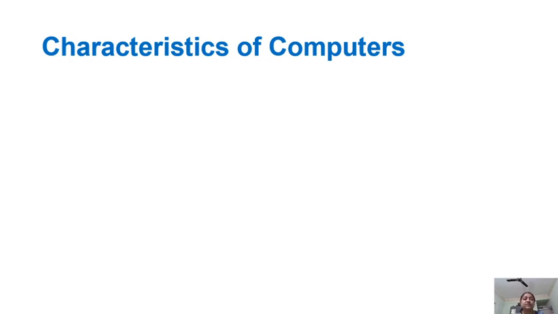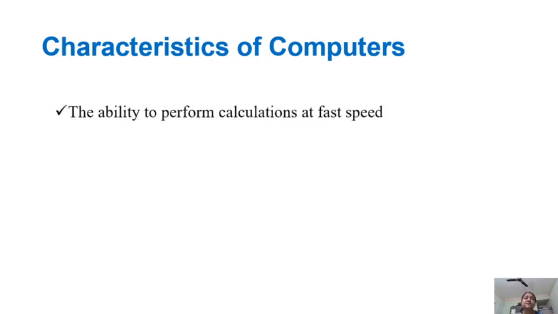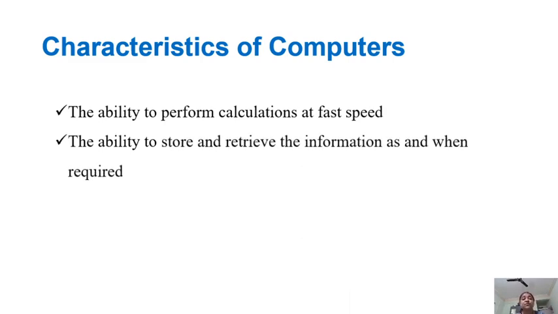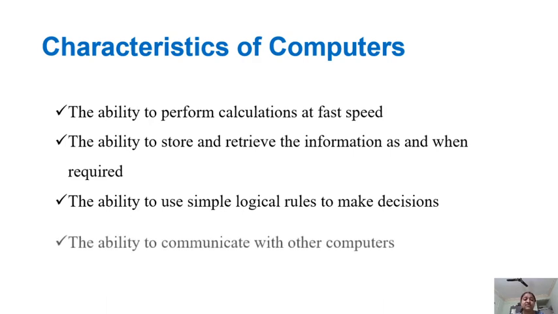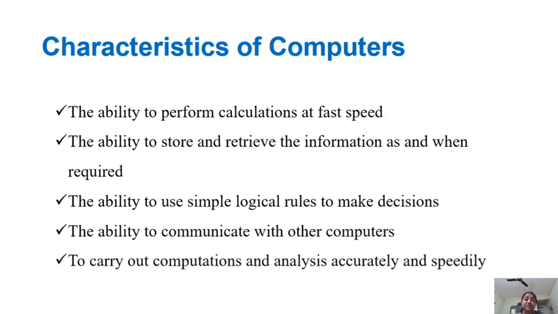Characteristics of computer. The computer has the ability to perform calculations at fast speed. They have the ability to store and retrieve information as and when required, the ability to use simple logical rules to make decisions, and the ability to communicate with other computers and to carry out computations and analysis accurately and speedily.